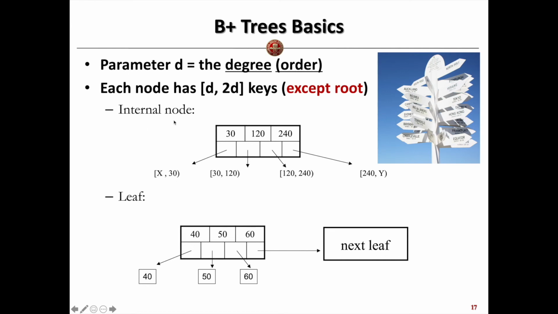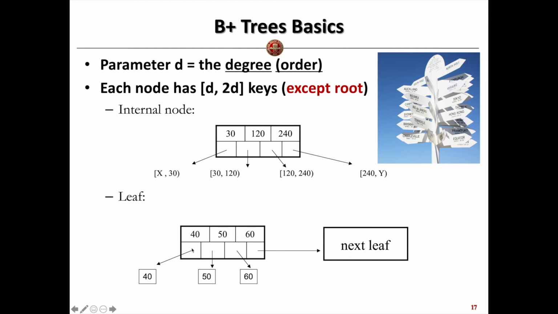Besides this internal node, we also have a leaf node. The leaf node has a very similar structure to the internal node. However, the pointers are very different. Here we also have two layers. The first layer denotes the key values, the second layer denotes the pointers. The key values are very similar, some concrete values. They are also in increasing order: 40, 50, 60, from the left to the right.